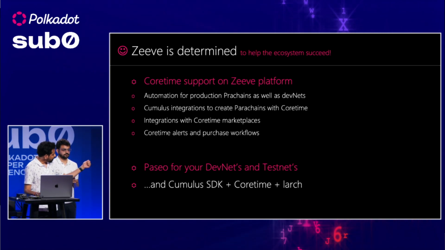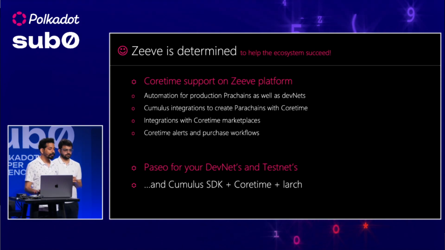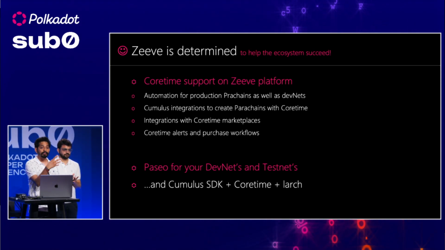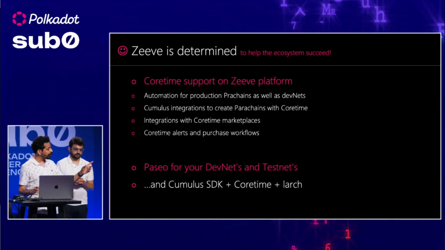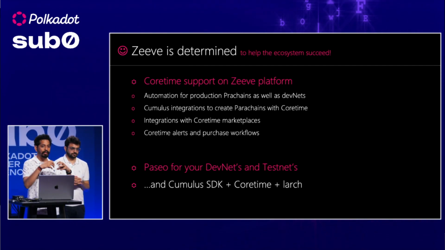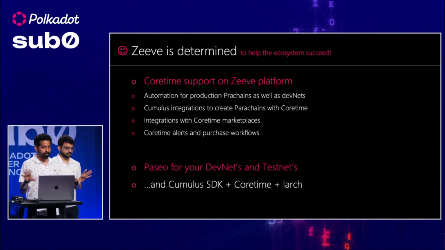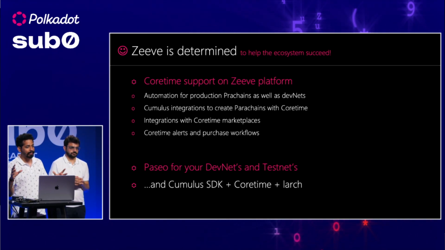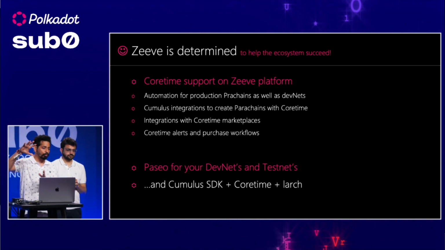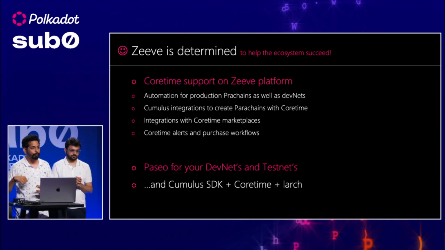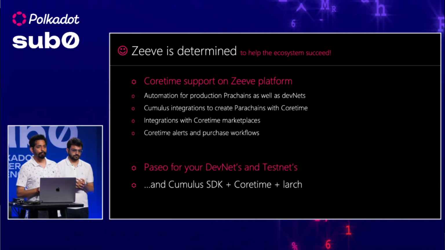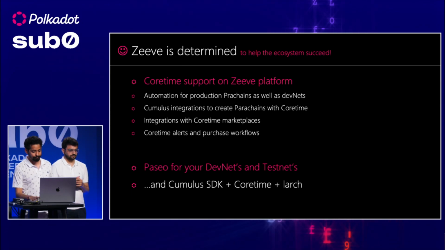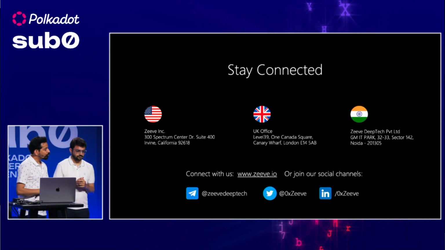And then one of the last things is Cumulus SDK plus Core Time plus Larch. So Cumulus SDK, you already know, spins up those network environments using Zombienet. Larch will integrate with it. So you would do all those things through one platform, which includes creating your parachain configuration, basic specs and things. You would also operate it through Larch when it comes to the Zombienet aspect of it. And the Core Time support workflows will be integrated, so you do not have to go to 3 places and figure it out. This is all from our side.